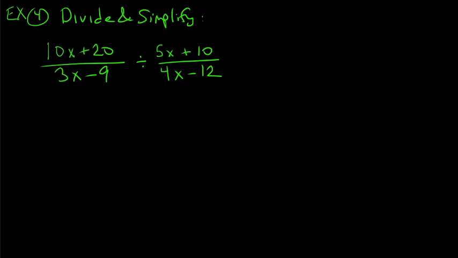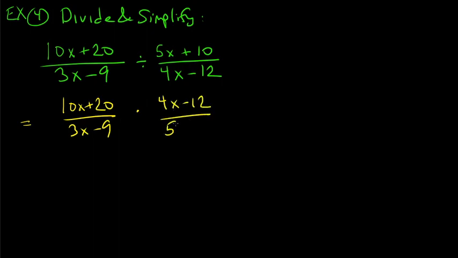Okay, so let's start with an easy one. This is 10x plus 20 over 3x minus 9 divided by 5x plus 10 over 4x minus 12. Okay, so first step is keep, change, flip, right? So we'll keep the first fraction, change the division to multiply, and then flip the second fraction. So it becomes 4x minus 12 over 5x plus 10.